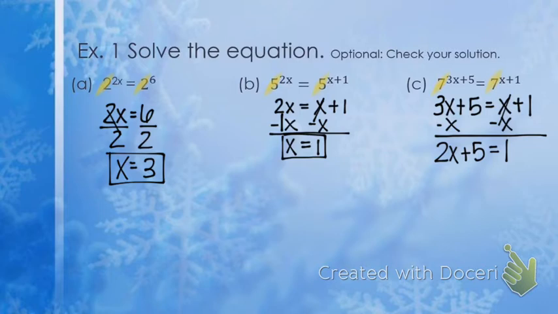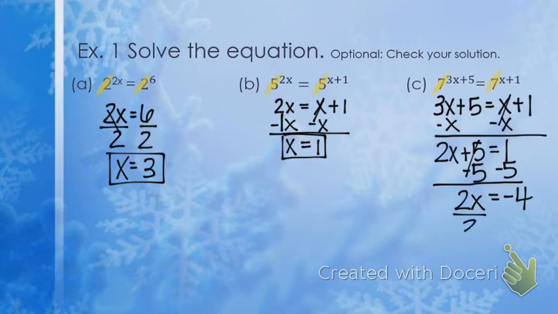All right, Timothy, what did you guys do next? What'd you do? Okay, how'd you move the 5 to the other side? You subtracted it, so 2x equaled what? -4. And then Trayon, how'd you guys finish this one? Divide both sides by 2. So what did x equal? -2.